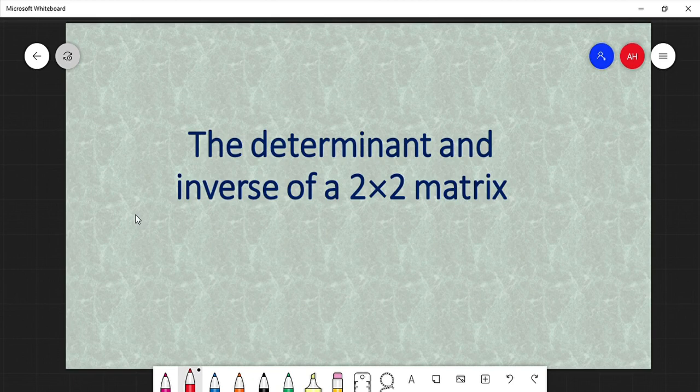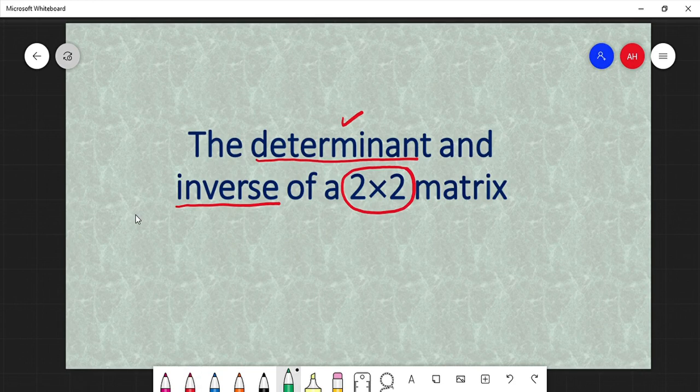In this video, we are going to discuss two concepts. Number one, the determinant of a 2 by 2 matrix. And after that, we are going to discuss the inverse of a 2 by 2 matrix also. I hope all of you understand what we mean by a matrix of size 2 by 2.